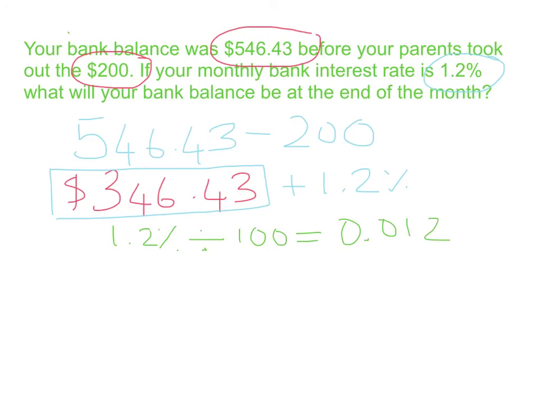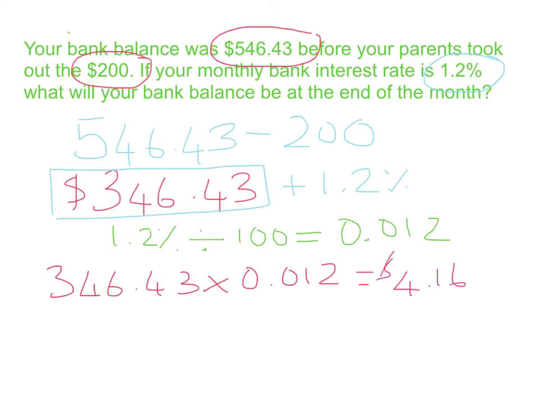And then I take the amount that's sitting in my bank account, $346.43, I multiply it by 0.012, and I get $4, and if we round it, $4.16. Okay, so I get $4.16. That means at the end of the month, I have earned this much more in my bank account. And if I earn this much more, it means I need to add it to my bank balance.